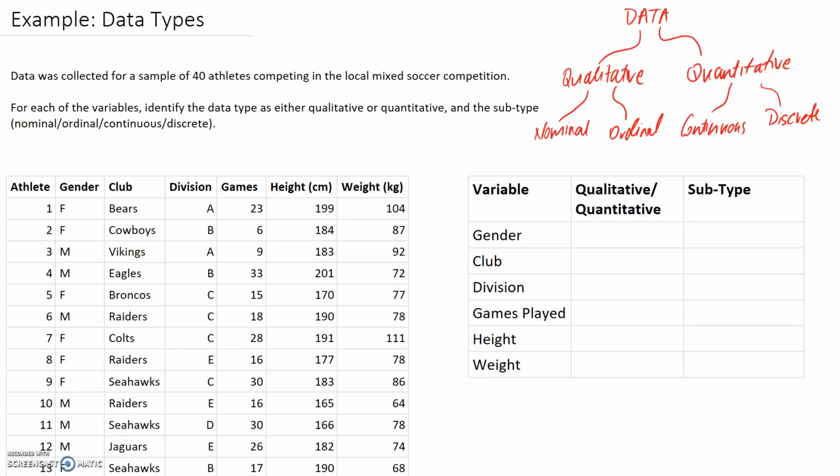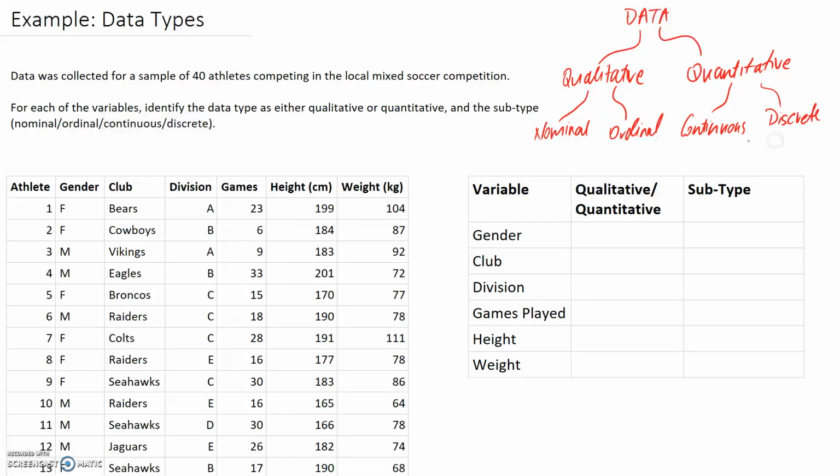So in this video, we're going to go through an example of classifying data into the various different types. The data we're going to be working with is a sample of 40 athletes competing in the local mixed soccer competition. For each of the variables that's been collected about them, we need to identify the data type as either qualitative or quantitative, and then the subtype as either nominal, ordinal, continuous, or discrete.